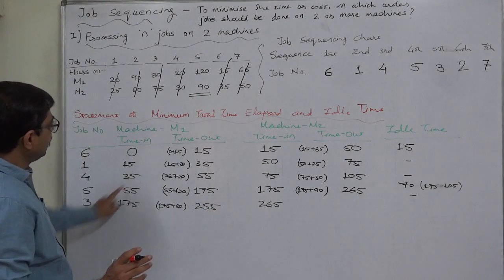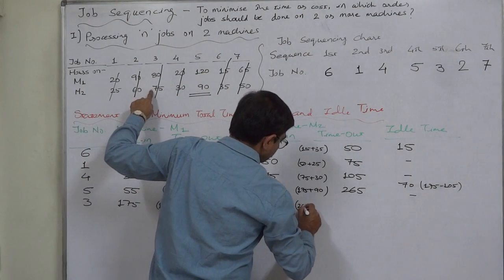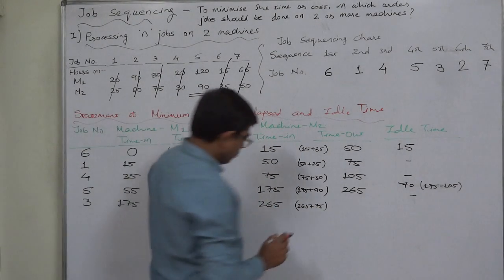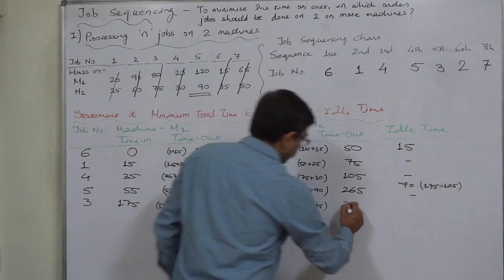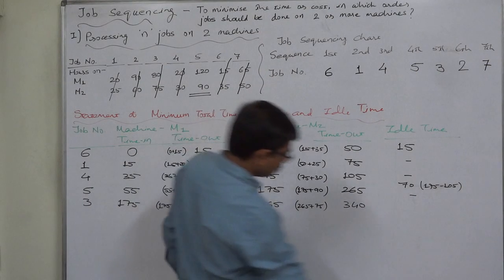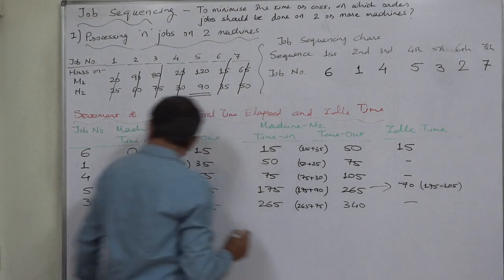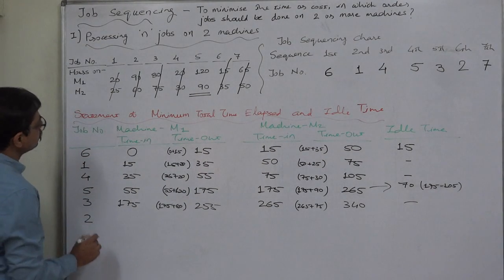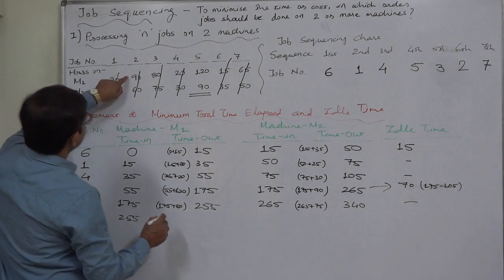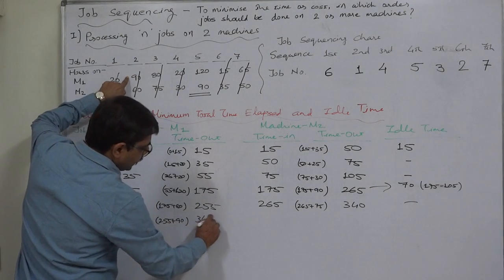265. Job number 3 requires 75 hours on machine 2. 265 plus 75, that will be 340. Sorry, not 330, 340. Okay, now the next choice is job number 2. Job number 2, the timing will be 255 on machine 1. Job 2 requires 90 hours. 255 plus 90, 345.